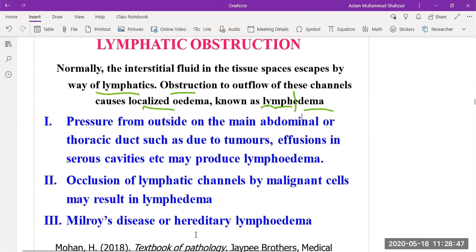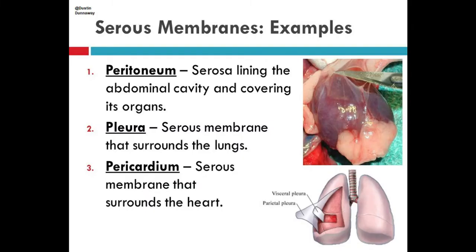And I mention here why this occurs: because of pressure from outside on the main abdominal or thoracic duct, or because of tumor effusion of the serous cavities, which may produce lymphedema.